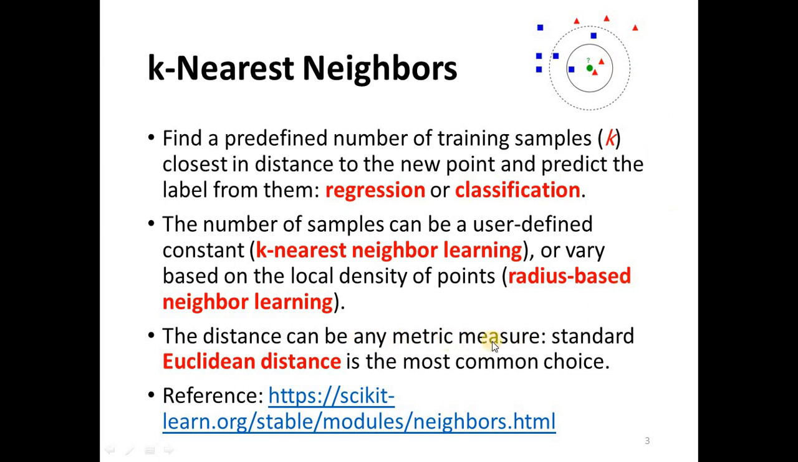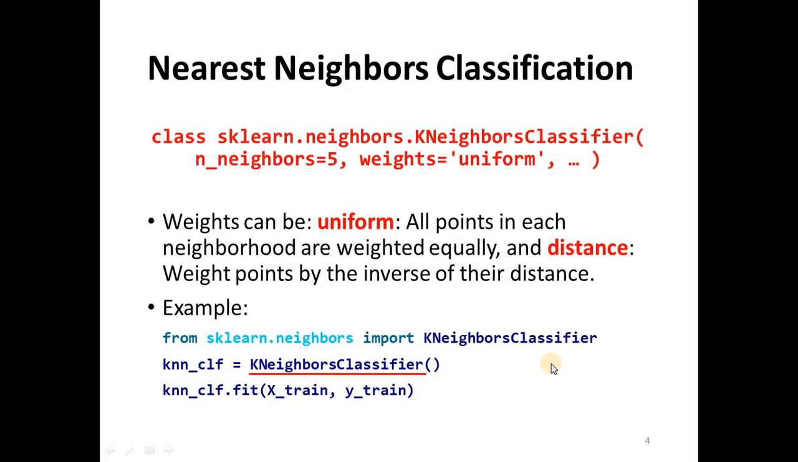The distance can be any metric measure. Usually the Euclidean distance is used. There is a good reference for the k-nearest neighbor classification and regression on the scikit-learn website. Scikit-learn does support k-nearest neighbor classification. It has a class called KNeighborsClassifier.